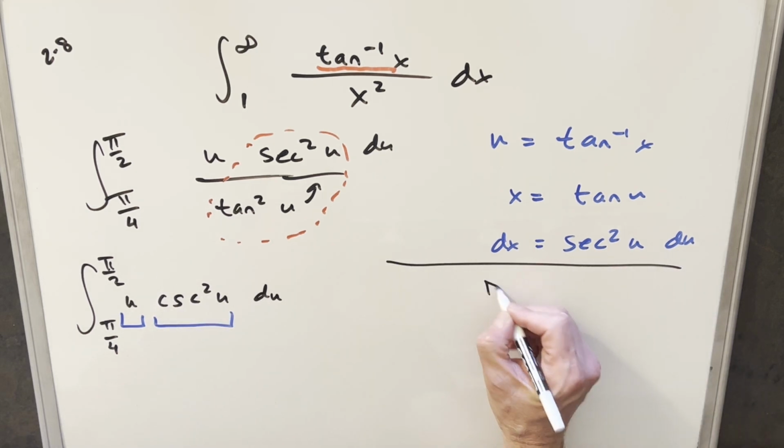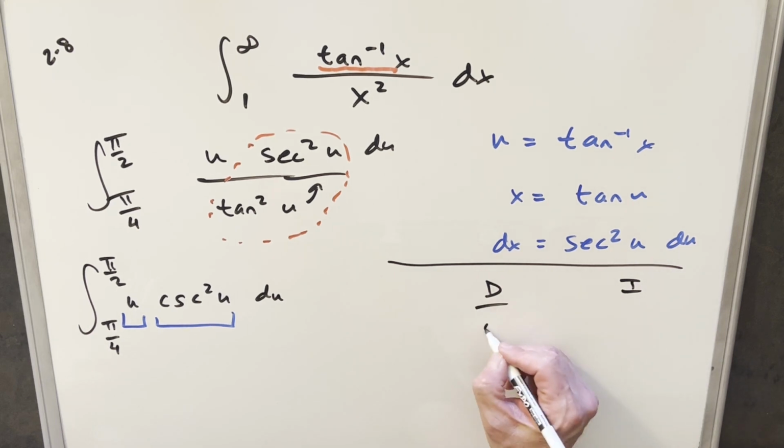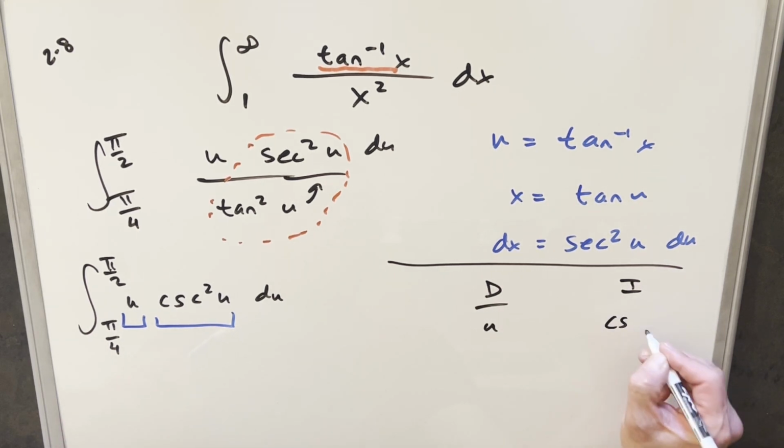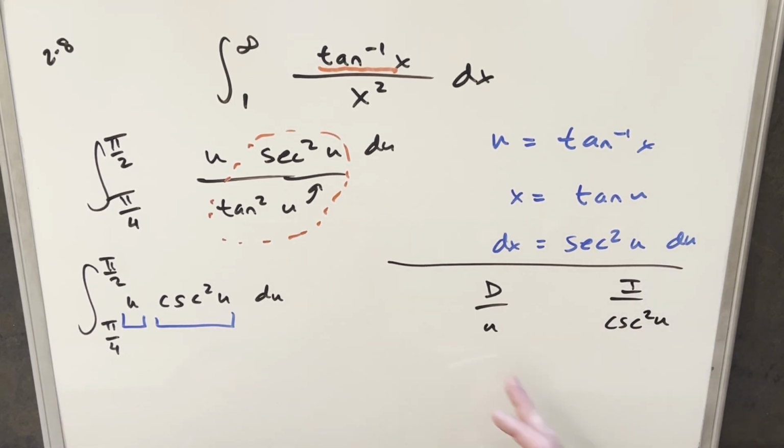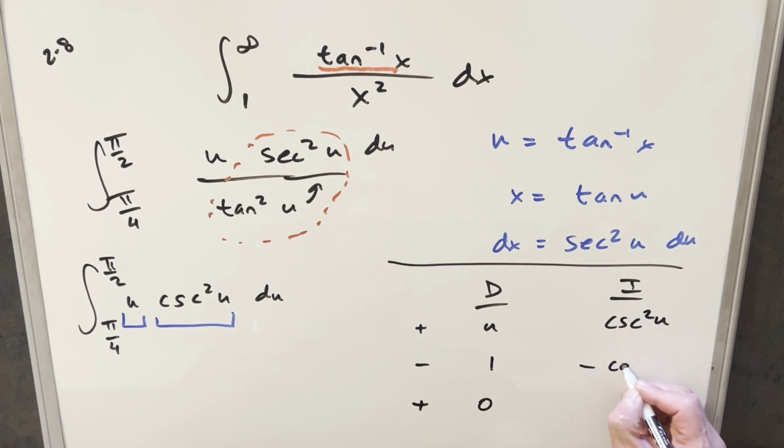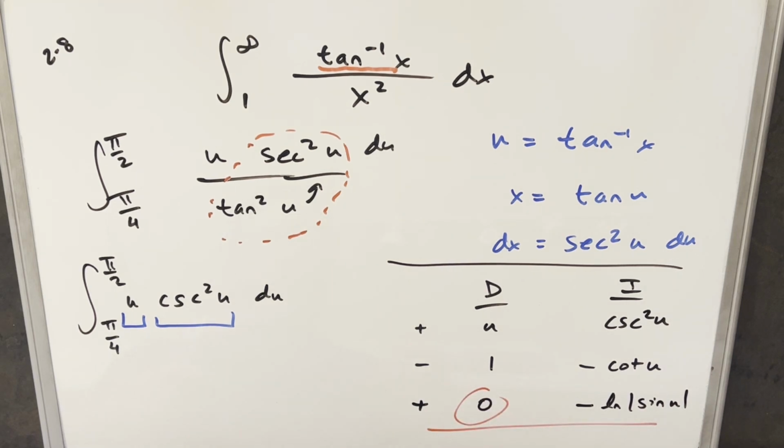We'll do the DI method over here to the right. I'll differentiate u and integrate cosecant squared u. So over here on the left, first we differentiate u, we get 1. We differentiate one more time, and this becomes 0. The integral of cosecant squared u is just minus cotangent u. Then integrating again, I'm just going to bring the minus down. The integral of cotangent u is natural log absolute value sine of u. Now the last row has this 0, so we're not going to worry about integrating the last row, but we're going to have our solution here on the diagonals.